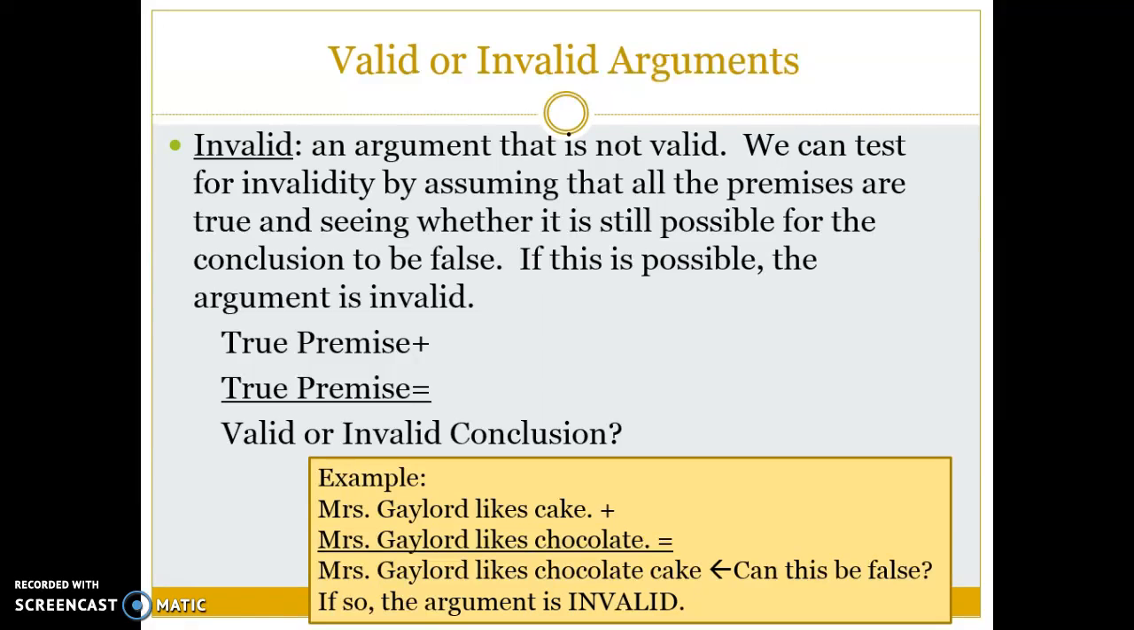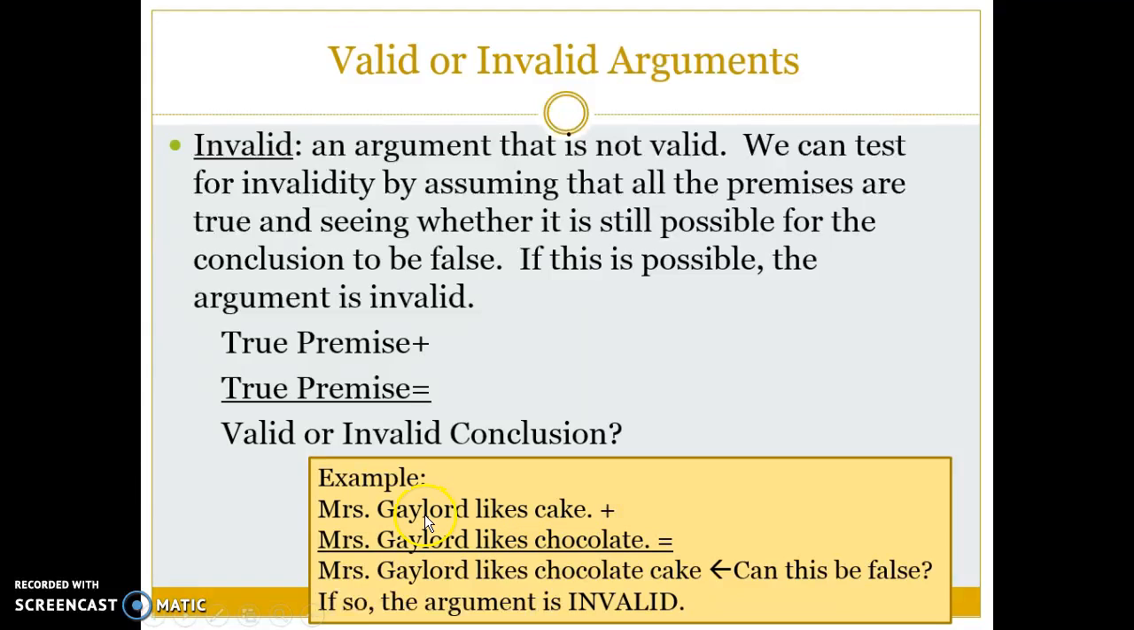And here's the definition for that. An invalid argument is one that is not valid. We can test for invalidity by assuming that all the premises are true and seeing whether it's still possible for the conclusion to be false. If this is possible, the argument is in fact invalid. So again, you're taking two true premises, but if the conclusion is not true, then that would be an invalid conclusion. So it's really important to look at your premises and make sure that they are both true and then decide whether or not the conclusion is possible or not.